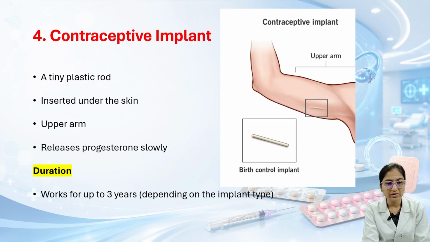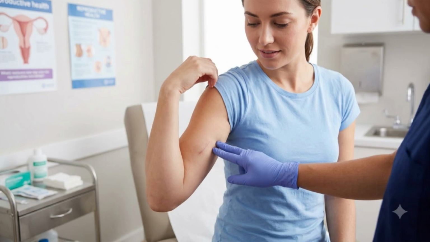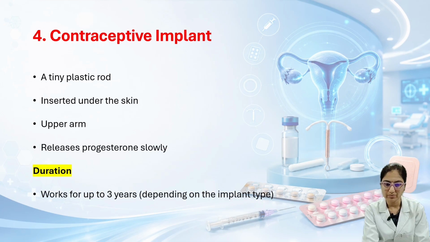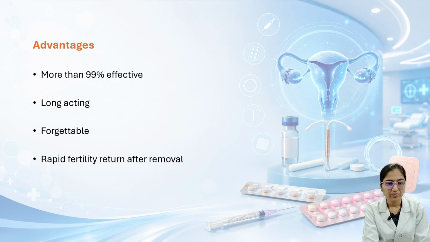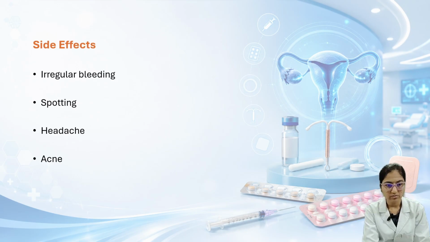The fourth contraceptive is the implant. A tiny plastic rod inserted under the skin of the upper arm releases progesterone slowly, and works for up to 3 years, depending on the implant type. Advantages: more than 99% effective, long-acting, and forgettable, with rapid fertility return after removal. Side effects: irregular bleeding, spotting, headache, and acne.